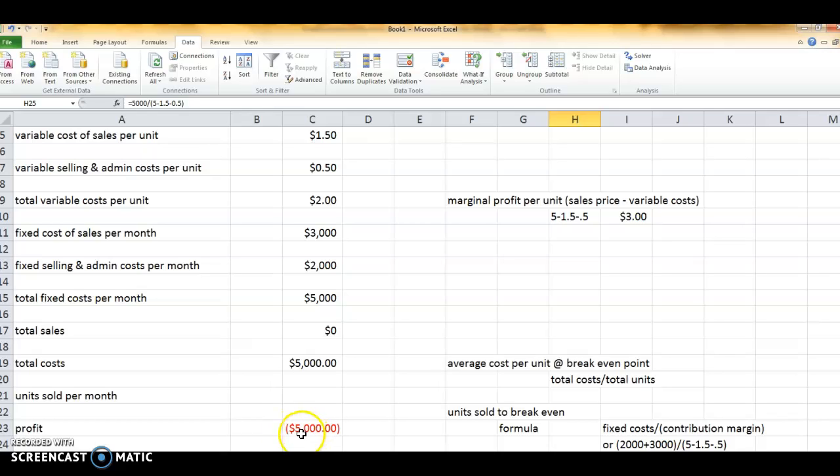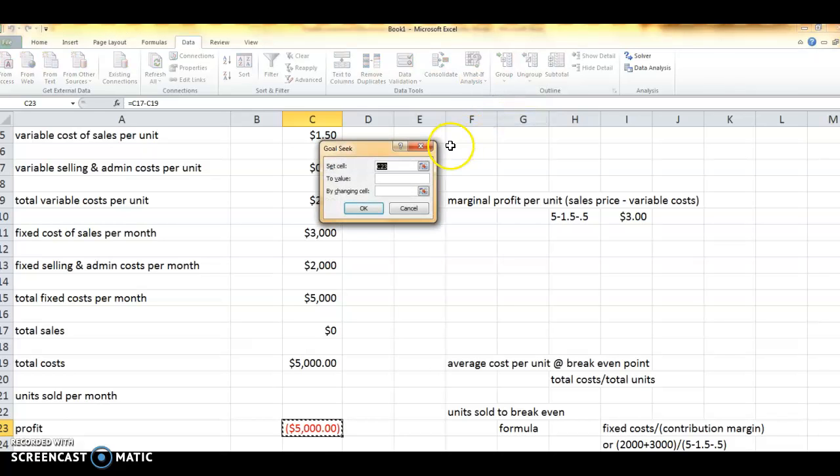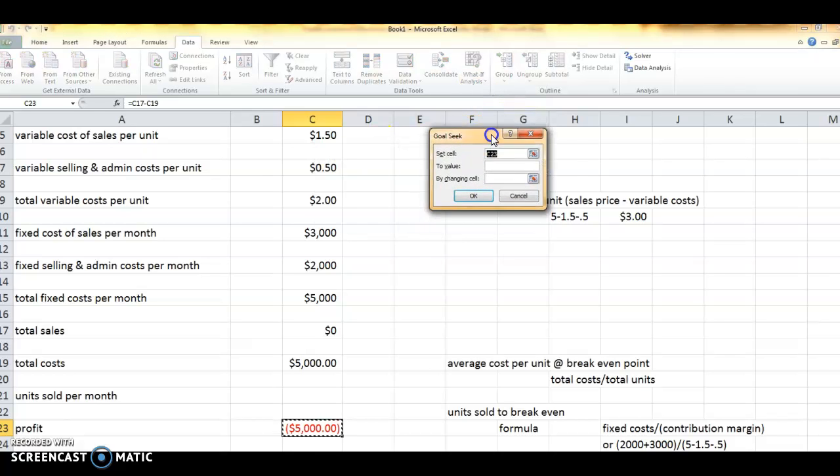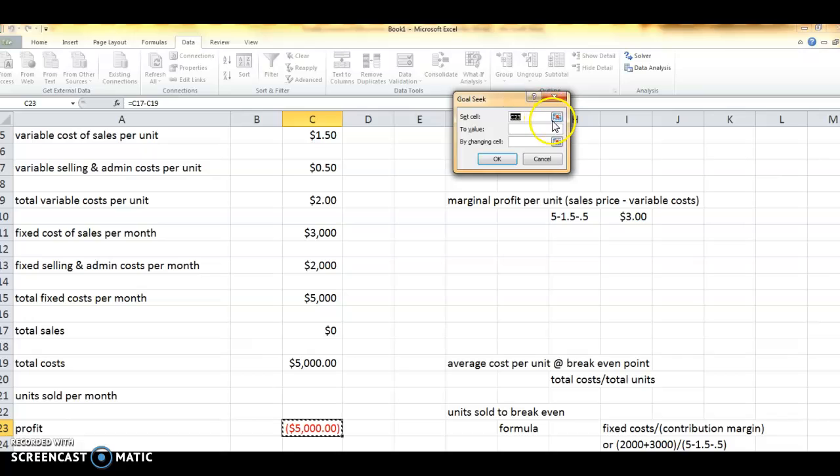If I want to use something known as Goal Seek, I can use that as well. Goal Seek is a tool that's built into Excel, and it requires that I have a formula here again in this profit, and I go into my data ribbon. So make sure you click on the data ribbon. You go to the What If Analysis and click on Goal Seek. And Goal Seek says, and I can move this little box for me, what is the cell that I'm looking to get a value for?